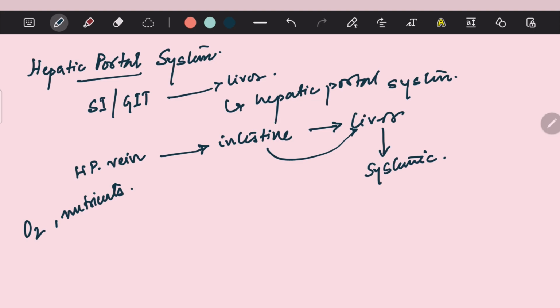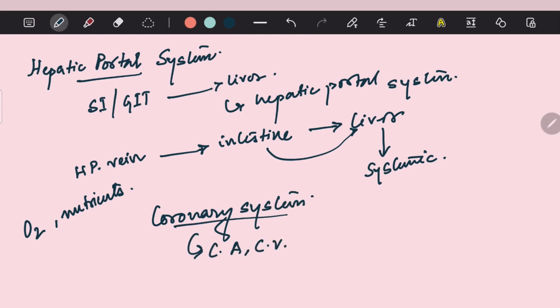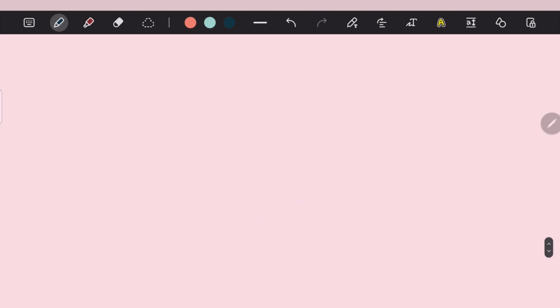The answer is simple. It has a separate circulatory system of its own, known as the coronary system. The coronary system contains coronary arteries and coronary veins, which supply oxygenated and deoxygenated blood to the heart and from the heart, respectively. This is the basic thing that you should know at this level. Once you get into a medical college, you would find a detailed analysis of this coronary system as well as the hepatic portal system.